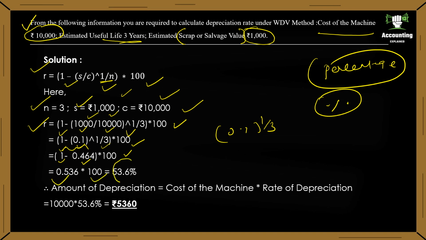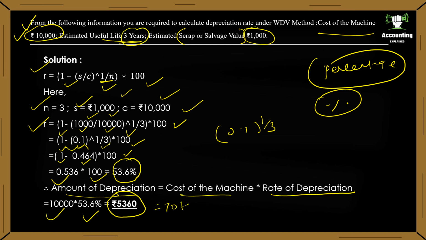It is 53.6%. So the amount of depreciation is equal to the cost of the machine into the rate of depreciation. The cost of the machine is 10,000 rupees. 10,000 into 53.6% is 5,360 rupees. This is the total amount of depreciation which we are going to take for the lifetime of the asset, that is for 3 years, the lifetime of the particular machine.